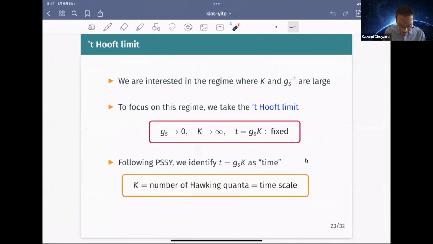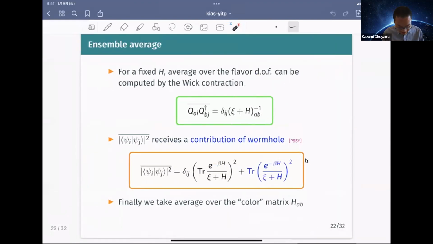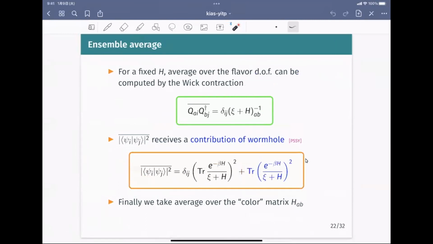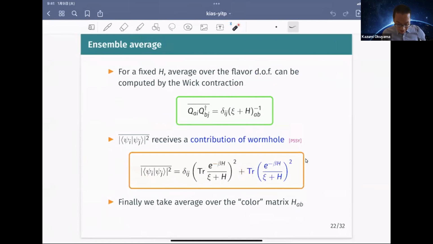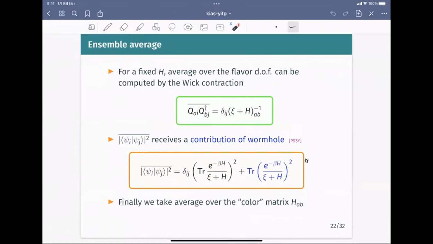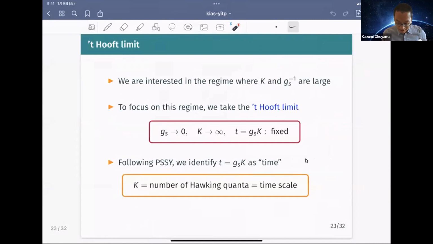Naively, the higher genus, so wormhole contribution, is suppressed by order of G. But we put multiple branes, and the number of branes is another parameter. So after taking the trace over the flavor index IJ, the factor of K is multiplied by some amount. So wormholes appear at the same order. Yes, that's the point. This part and this part become the same order after taking this.